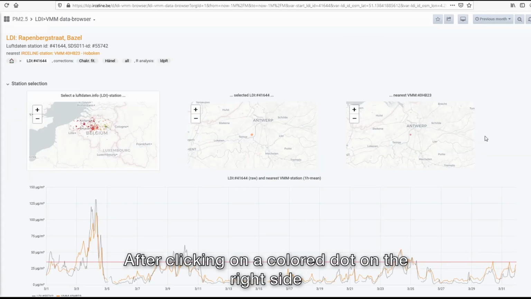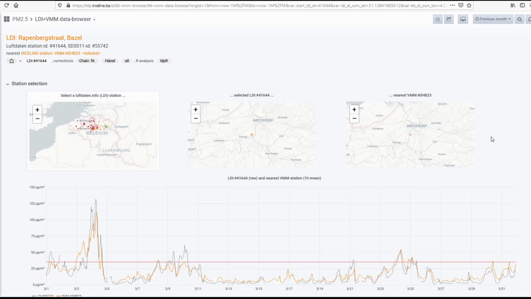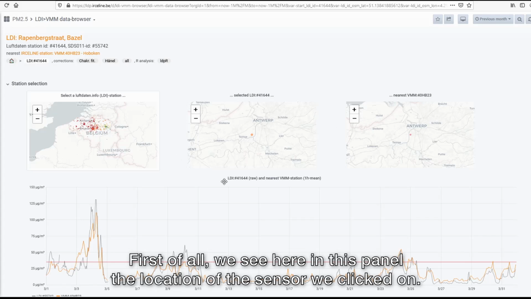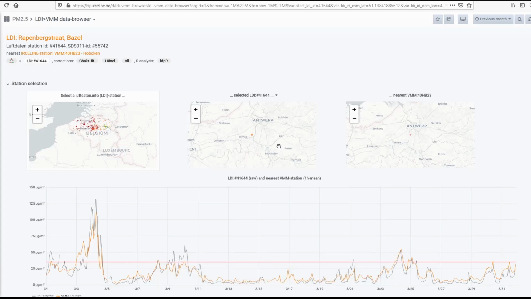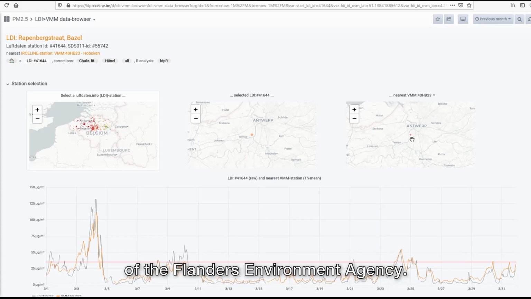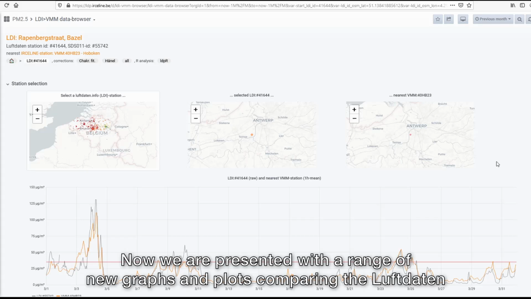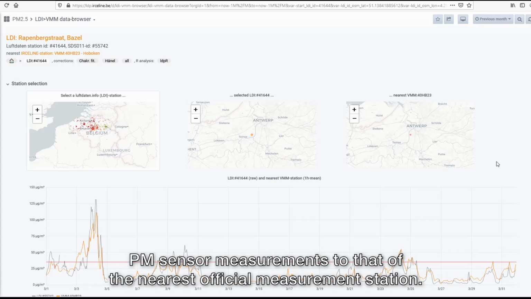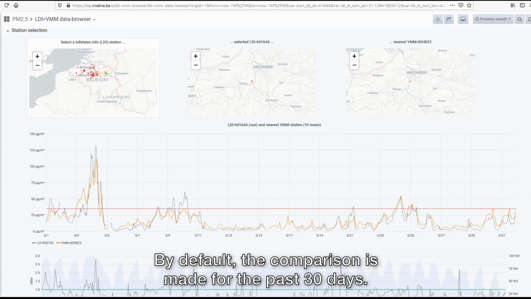After clicking on a colored dot on the right side, we arrive at this page. First of all, we see here in this panel the location of the sensor we clicked on, the orange dot here. Besides it is shown the location of the nearest official measurement station of the Flanders Environment Agency. Now we are presented with a range of new graphs and plots comparing the Luftdaten PM sensor measurements to that of the nearest official measurement station. By default, the comparison is made for the past 30 days.